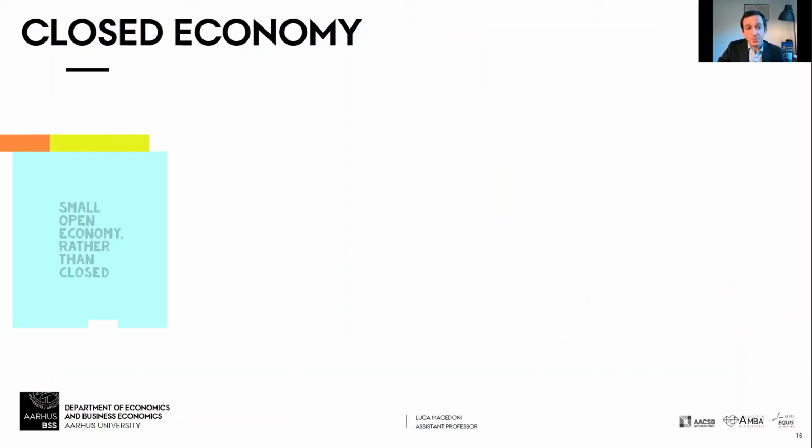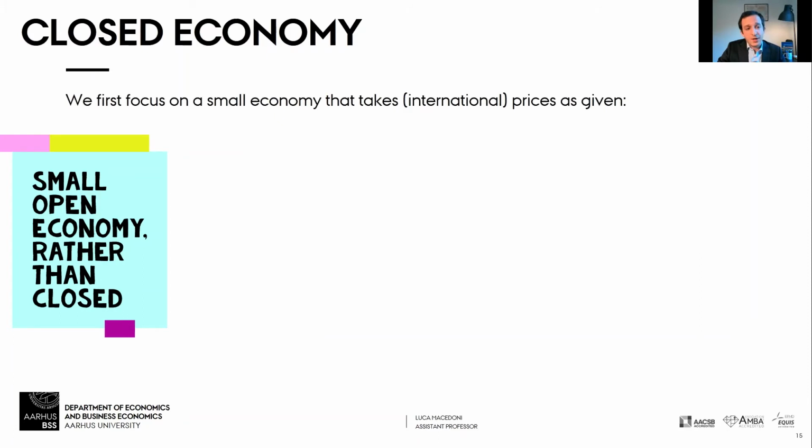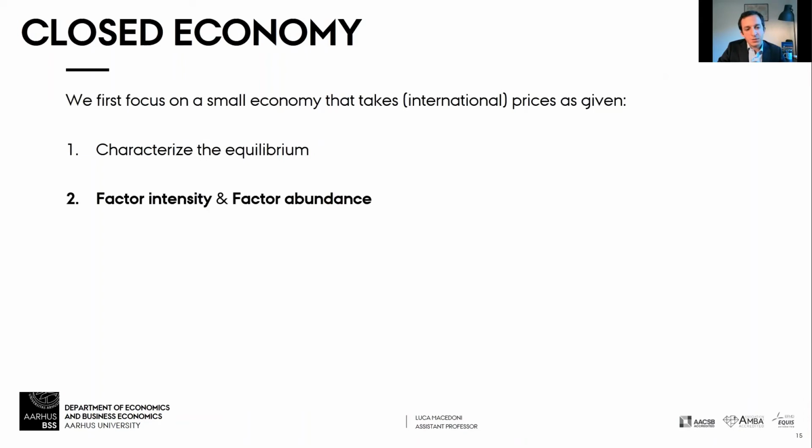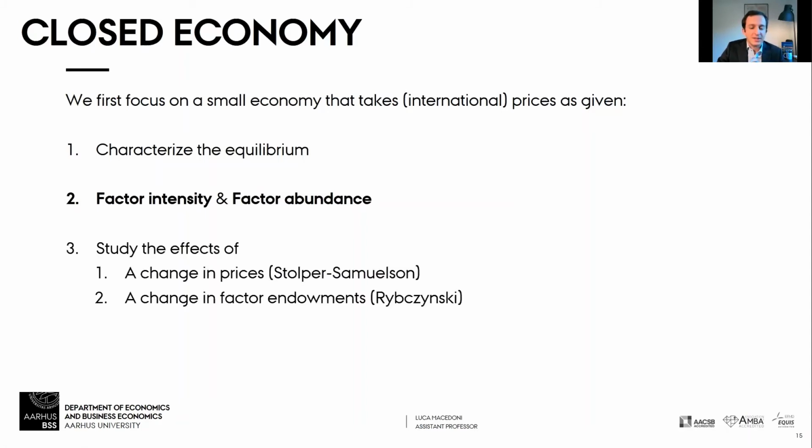The roadmap is going to be the following. We're going to first focus on a small open economy that takes international prices of final goods as given. We're going to characterize the equilibrium. We're going to talk about two important concepts here, factor intensity and factor abundance, which are the Heckscher-Ohlin equivalent of the Ricardian comparative advantage, right? And then we're going to study the effects of a change in the international prices and a change in the factor endowments.